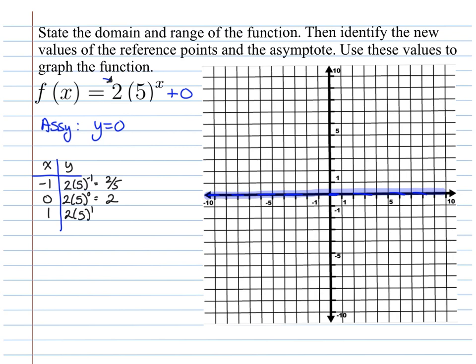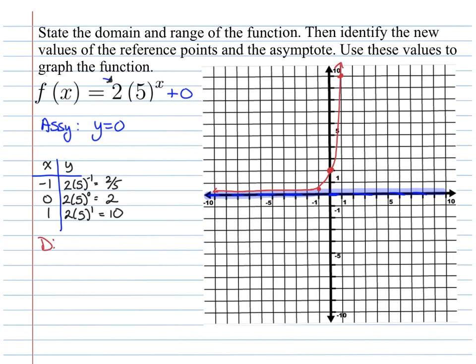2 times 5 to the 1 power, that's going to be 10. So if I graph this, we're going to have a -1, 2/5. That's around there. We're estimating 0, it's at 2. And at 1, it's at 10. So all the way there. So we're going to sketch a graph that looks something like that.